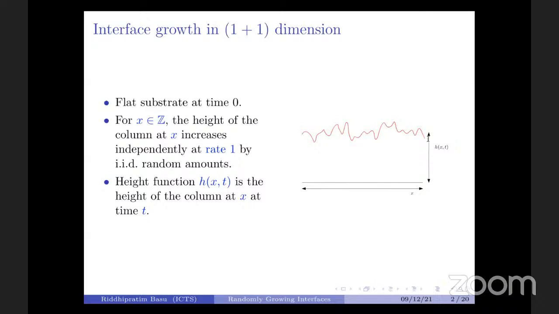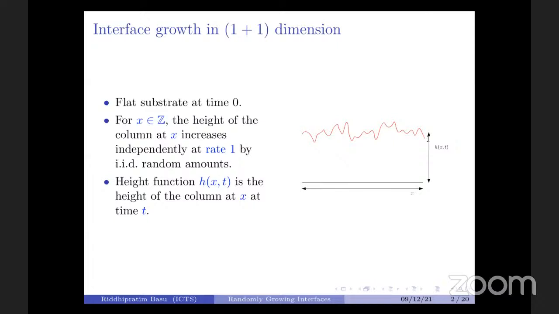So what are the most basic examples of interface growth that one can think of? You start with nothing, a flat line, and then at each location, you increase the height at rate 1 by some independent random amount. Each column increases independently at rate 1 by some IID, independent and identically distributed, random amount. That's pretty much the most basic growth dynamics of a random interface that you can think about.